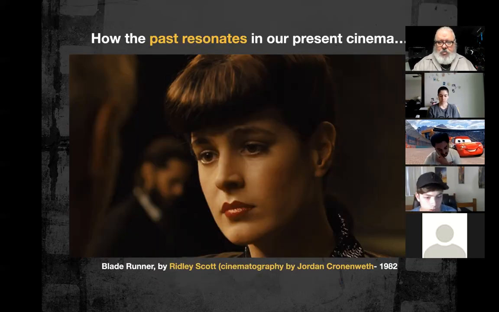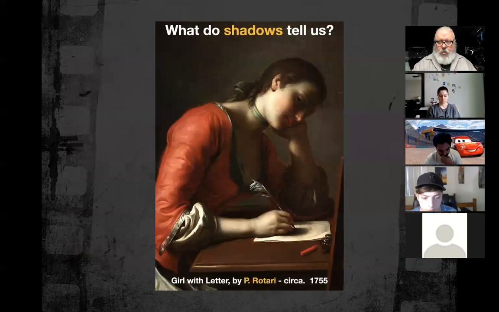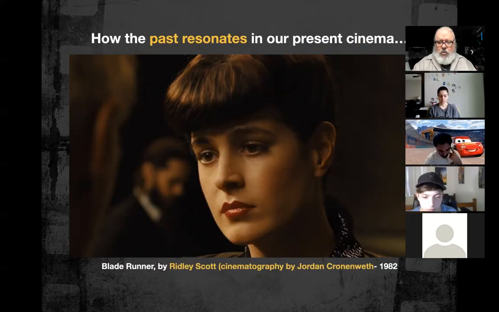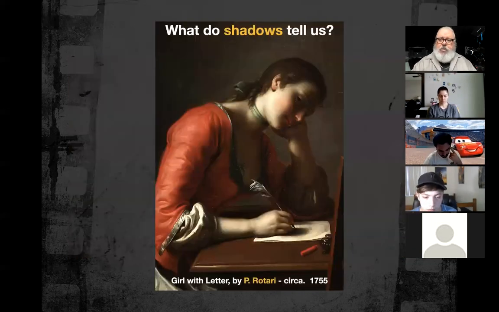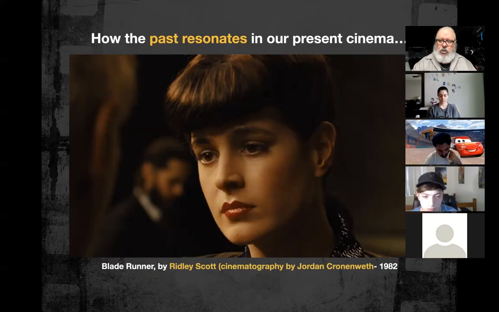And I think it's more reminiscent of Rotari here. If we look at these two images, in this image, the girl's writing about forbidden love. In this image, what is Sean Young trying to hide? She has a secret. She's not really half lit, because that's not the point of this party that she's at.